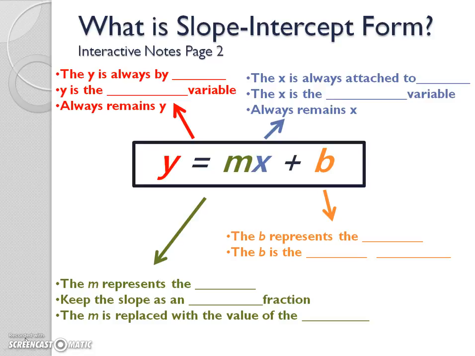The m represents the slope. We want to keep the slope as an improper fraction. The m is replaced with the value of the slope. The x is always attached to the slope. The x is the independent variable and always will remain x. The b represents the y-intercept, and the b is the starting point when we go to graph this.